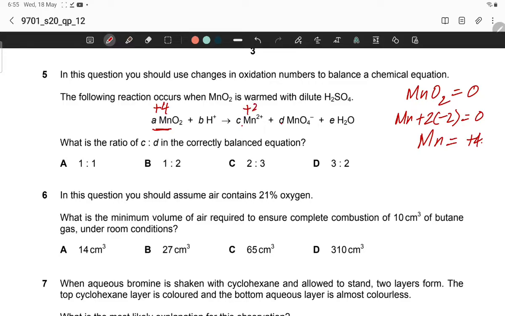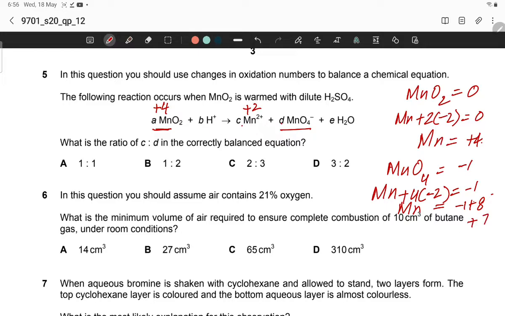Here plus 2. In the permanganate ion, the charge is equal to minus 1. Mn plus 4 times minus 2 is equal to minus 1, so Mn is equal to minus 1 plus 8, which is equal to plus 7. So MnO4 carries plus 7.